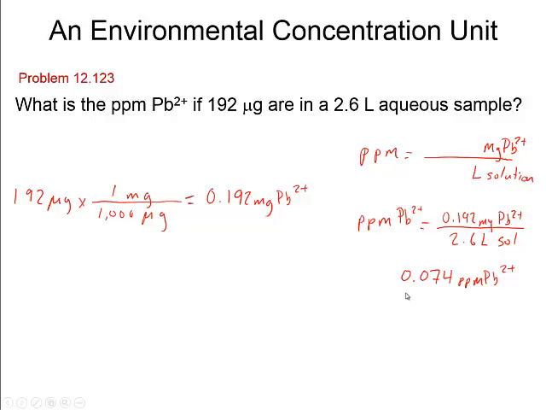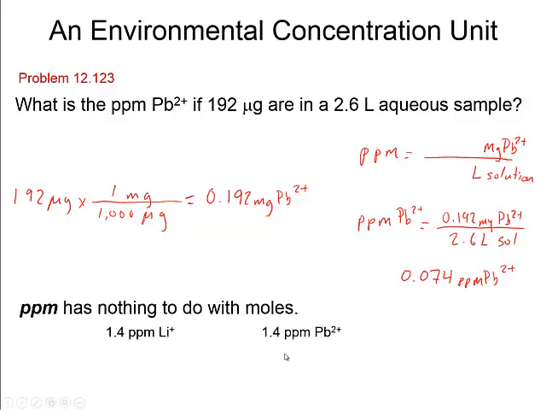And the EPA will give thresholds for lead acceptabilities, and they will give them in parts per million. Now one last point about parts per million, and parts per million has nothing to do with the number of moles present. I'll give you an example. If we have a solution that's 1.4 ppm lithium ions and 1.4 ppm lead ions, the number of lithium ions is not the same as the number of lead ions in this solution.